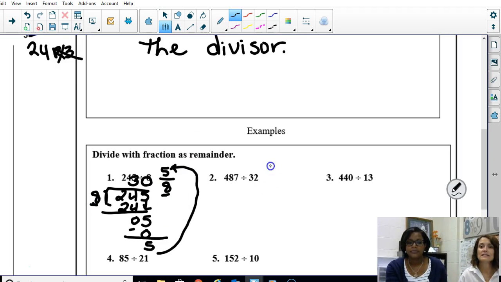All right, so let's take a look at this one. I'm going to try to write it over here so I have a little more space and it looks a little neater. Okay, 487 divided by 32. Now we get a 2-digit divisor.